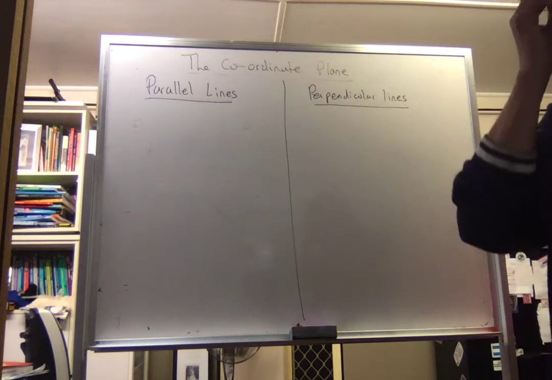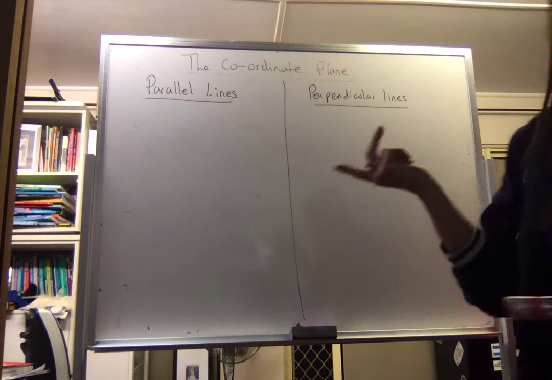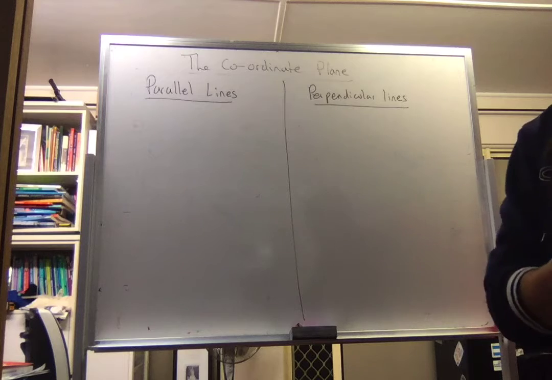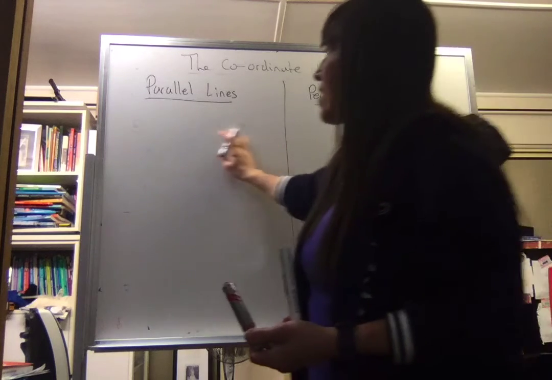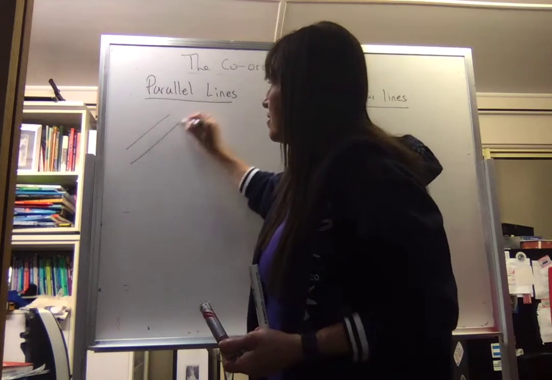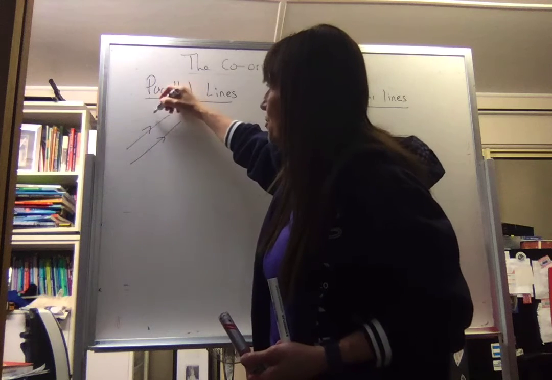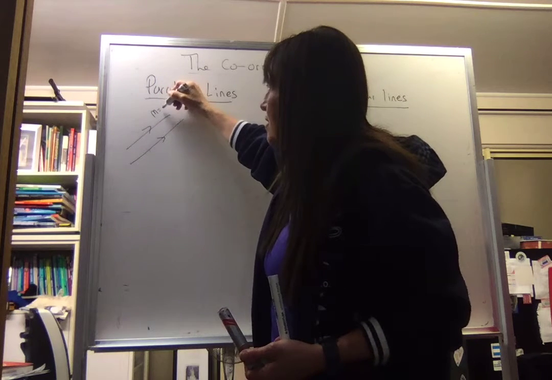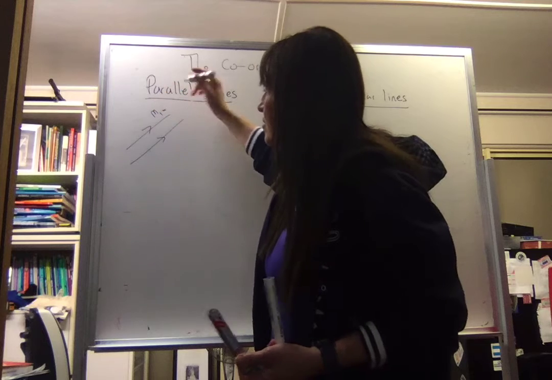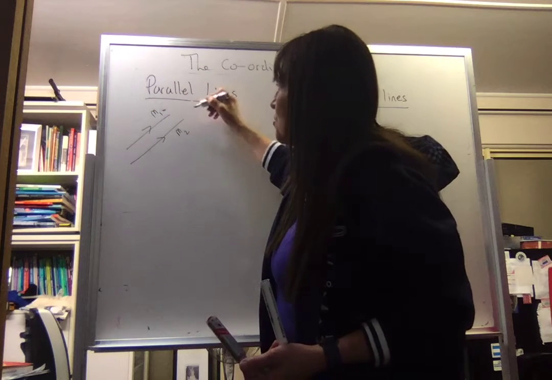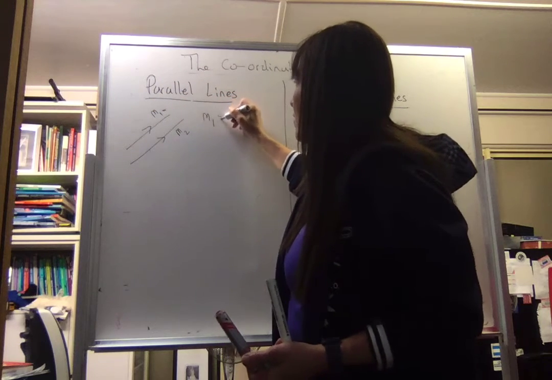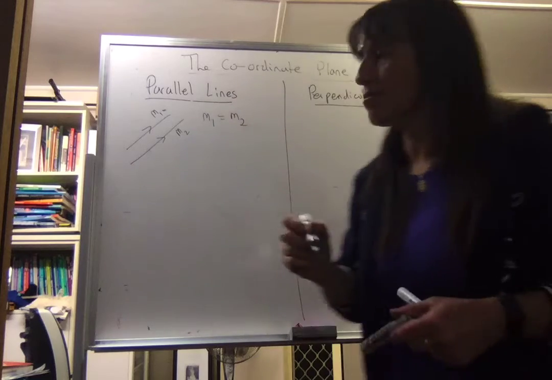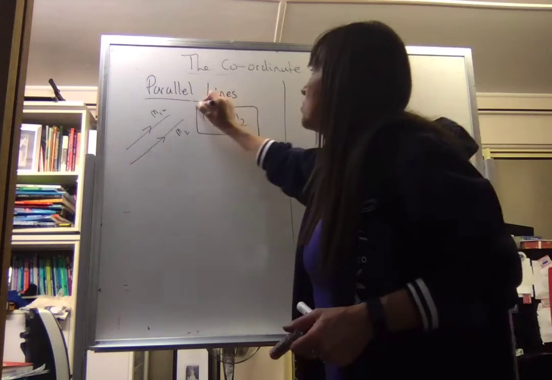Okay, we now move on to parallel lines and perpendicular lines. I don't know if you remember from last year, but for parallel lines, if we have two lines like that, so if this is M1 and this is M2, we know that the gradients of parallel lines are equal. So I guess this is the rule you need to know.